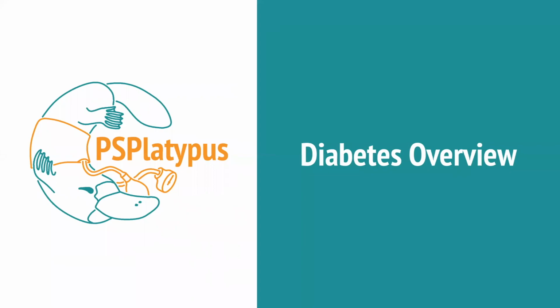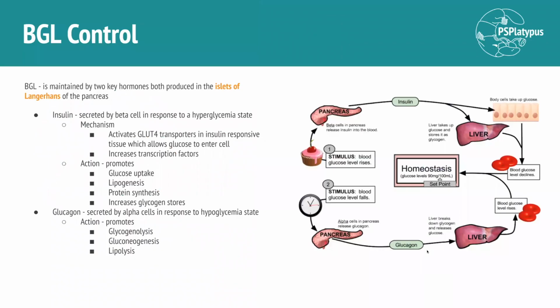So today we'll be doing a quick overview of diabetes. But before we get there, we'll first have to look at how blood glucose levels are controlled in the body. This is because the key defining characteristic of diabetes is an abnormally high blood sugar level, or blood glucose level, in the body.